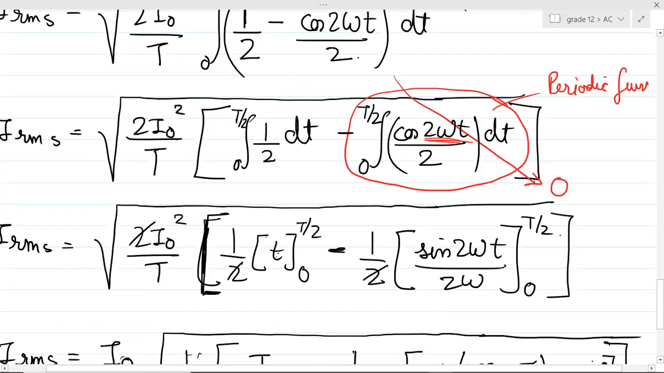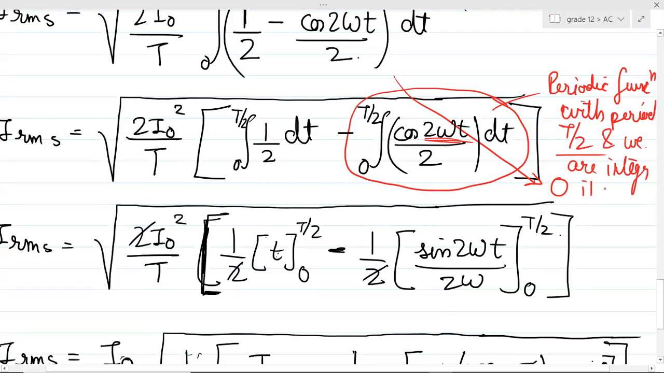Periodic function with period T by 2, right? Cos 2 omega t was basically a periodic function with period T by 2. And can you see you are integrating it on this full time period only, right? Yes or no? We are integrating it over a full time period.